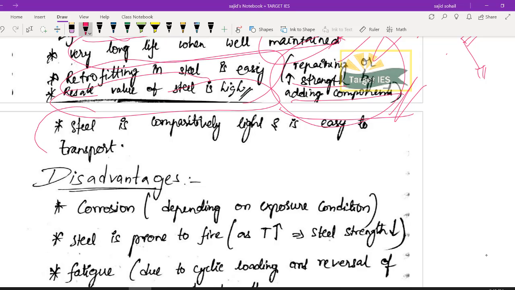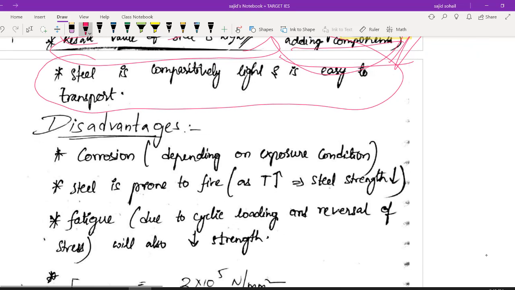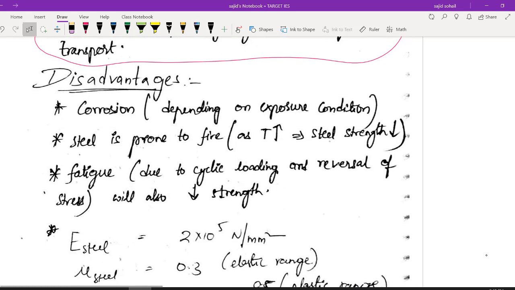And a very important thing is that it can be easily transported to various places. Steel is comparatively lightweight, which is why it is relatively easy to transport to various places. But we have some disadvantages also. What are they? The main disadvantage is corrosion.